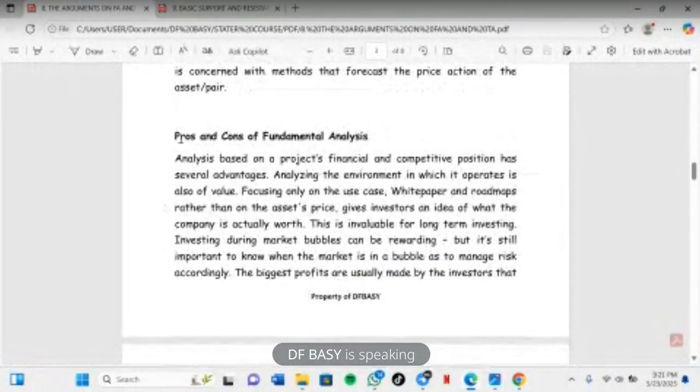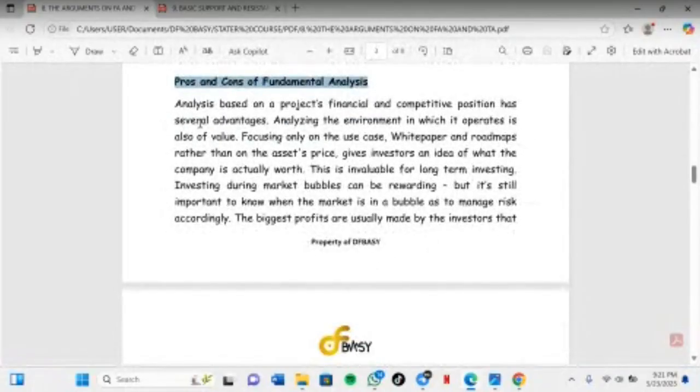Alright, so pros and cons of fundamental analysis. Analysis based on a project's financial and competitive position has several advantages. Analyzing the environment in which it operates is also of value. Focusing on the use case, white paper or roadmap rather than the asset price gives investors an idea of what the company is actually worth. This is invaluable for long-term investing.